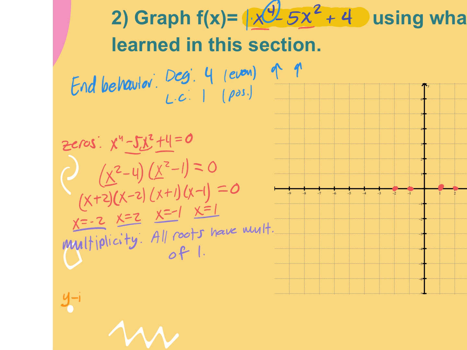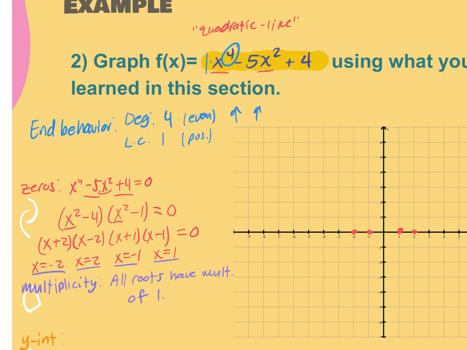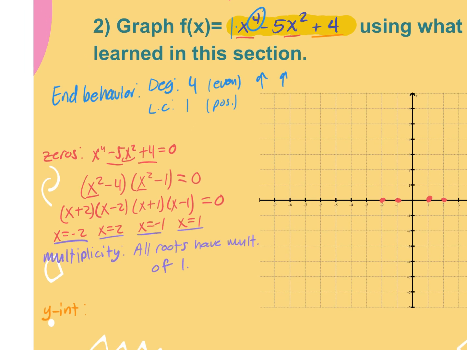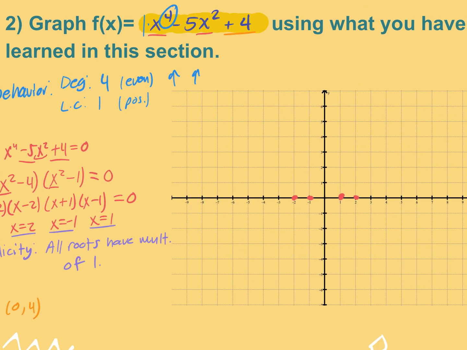And now for our y-intercept. It's just whatever value of y we get when we plug in 0 for x. In this case, this is a polynomial in standard form, and we know that the constant is always going to give us our y-intercept. So it's just going to be 0, 4. If you didn't recognize that, plug in 0 and you'll get the same thing. Hopefully you recognize that pattern. So we're going to have a point right there at positive 4.